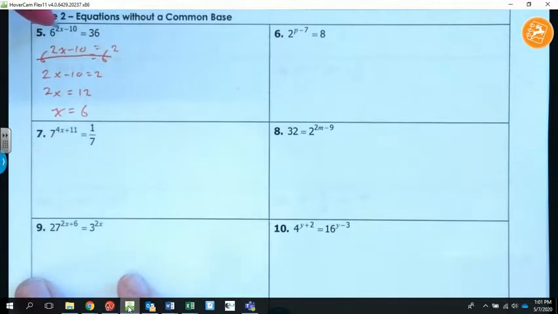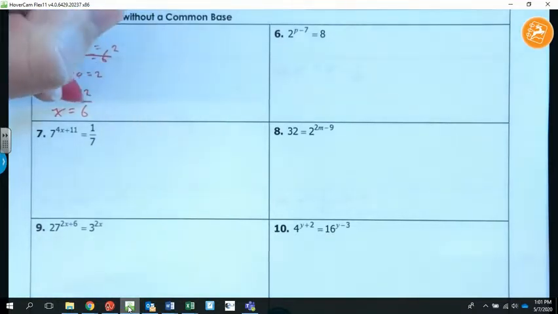Let me go ahead and plug it back in. 2 times 6 is 12, minus 10 is 2, so that gives me 6 squared is 36. It checks out.